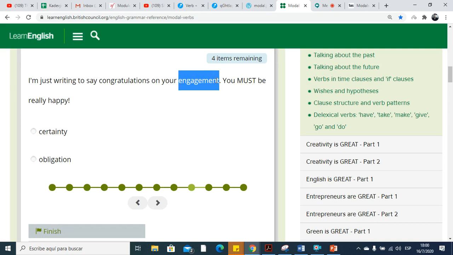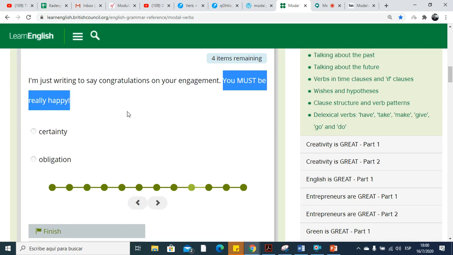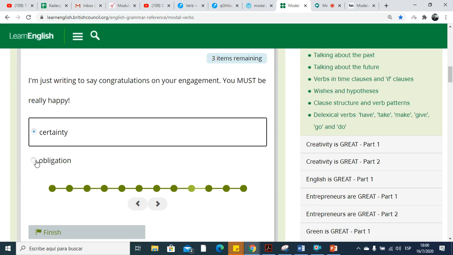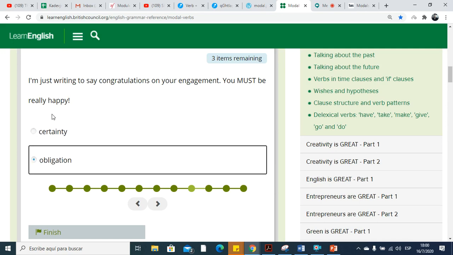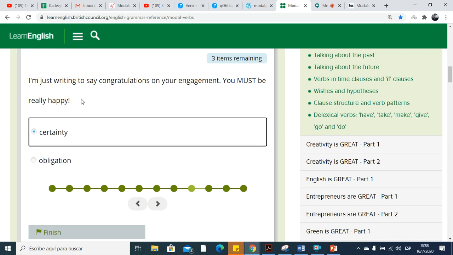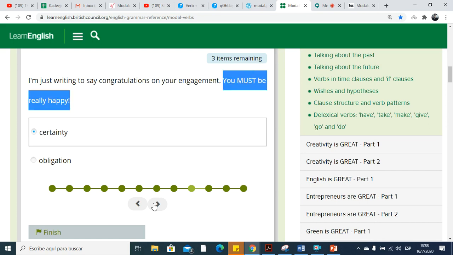I'm just writing to say congratulations on your engagement. Engagement is compromiso o matrimonio. You must be really happy. Pressy, is this certainty or obligation? Certainty. Okay. Remember that certainty is certeza. So if we say that they are getting engaged, they must be really happy. So that's a certainty. Eso es un hecho.